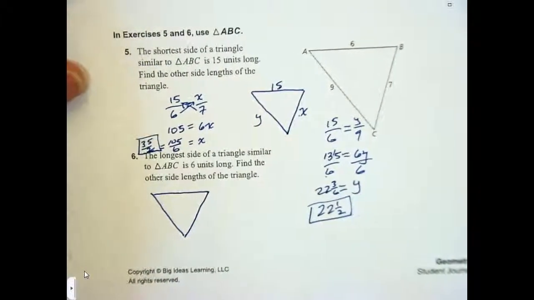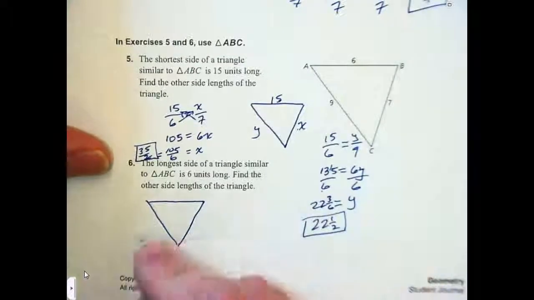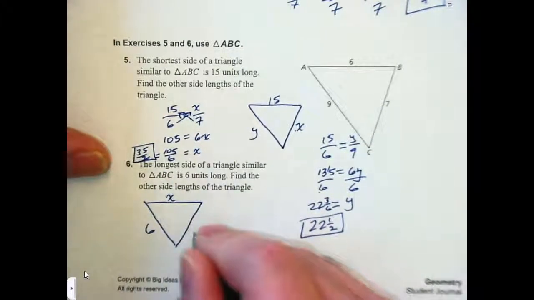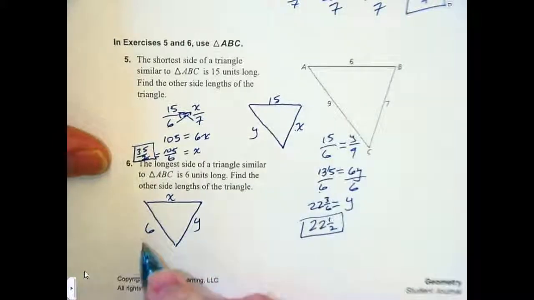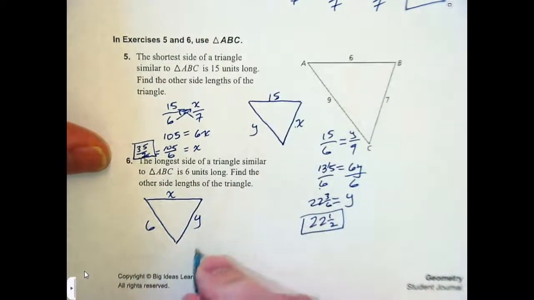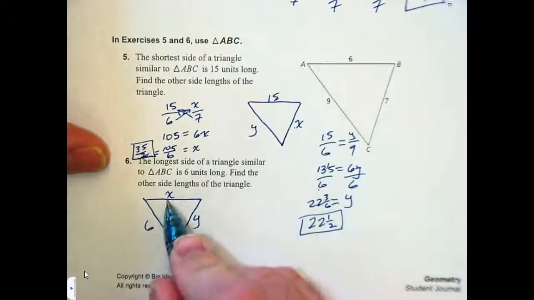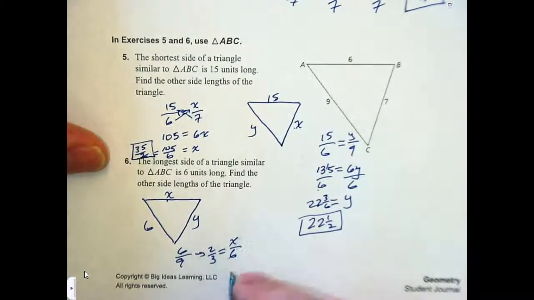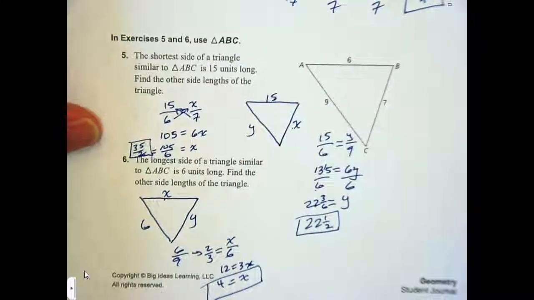Okay, next one. The longest side of a triangle similar to ABC is 6 units long. So now if we're comparing, that's 6. Let's call that one X. We'll call this one Y. What's my similarity ratio? 2/3. 6 over 9, which everyone's calling 2/3. Good. So we have 2 is to 3 as X is to 6. 12 equals 3X. X is 4. I know some of you are pulling the calculator out again. Just division. 4.